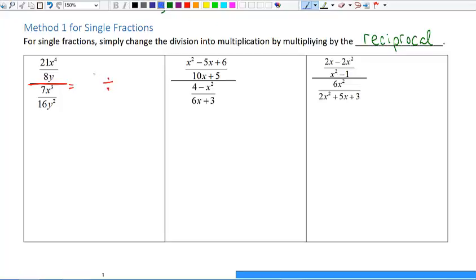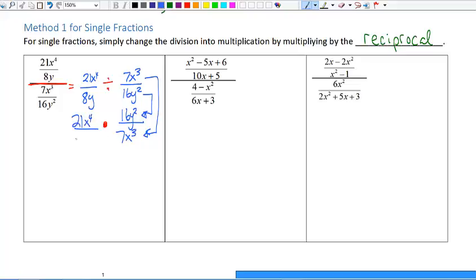So we could have our first term 21x to the fourth over 8y, and then instead of the bar we could use the divide sign, then 7x cubed over 16y squared. Now this is a divide sign. We actually already know how to do that. We're going to change that into a multiply sign by reciprocating the second fraction. So the second fraction becomes 16y squared over 7x cubed. The first fraction, 21x to the fourth over 8y, stays the same.